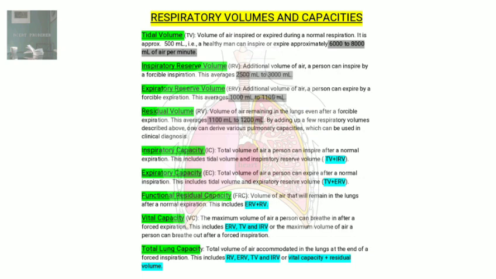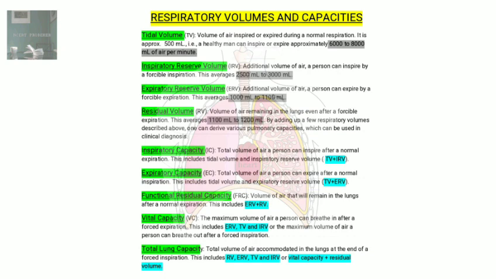5. Inspiratory capacity. Total volume of air a person can inspire after a normal expiration. This includes tidal volume and inspiratory reserve volume. 6. Expiratory capacity. Total volume of air a person can expire after a normal inspiration. This includes tidal volume and expiratory reserve volume. 7. Functional residual capacity. Volume of air that will remain in the lungs after a normal expiration. This includes expiratory reserve volume and residual volume.